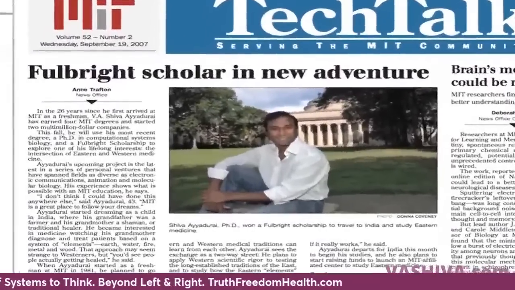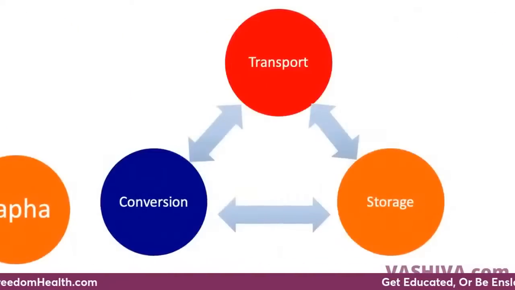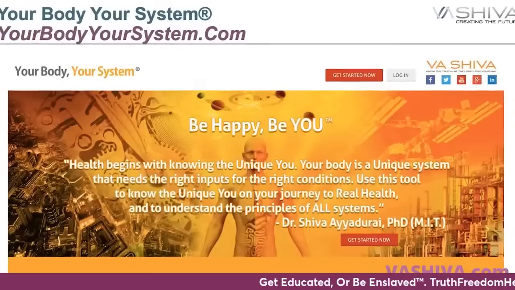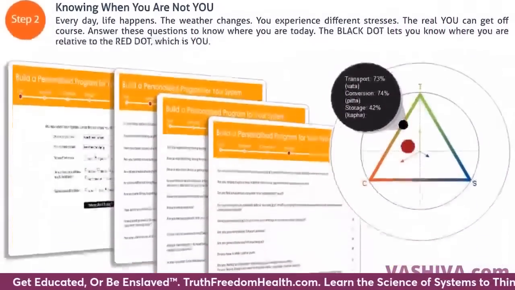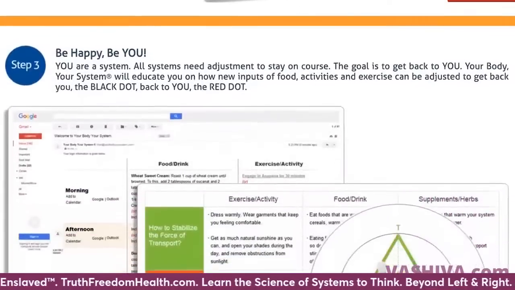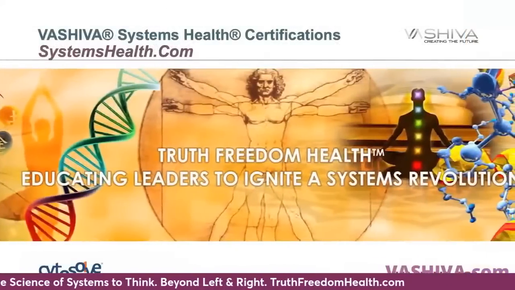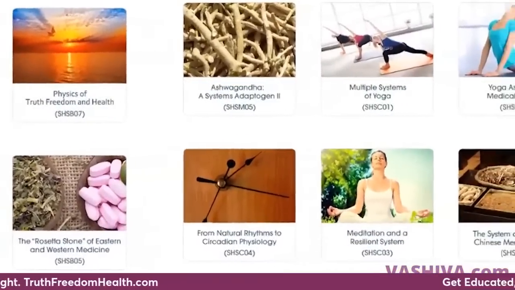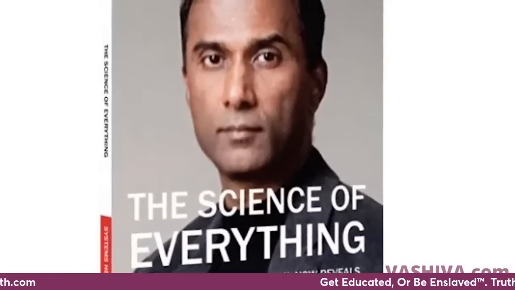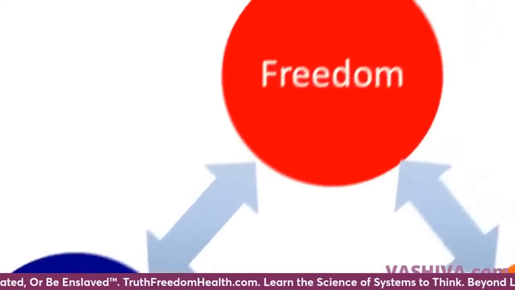These innovations led me back on a Fulbright to India, where I discovered the missing link between Eastern medicine and Western systems theory, honoring my grandmother, to develop Your Body, Your System, a powerful tool that will help you understand how your body is a system and how the inputs of food, supplements, and exercise bring your body back to its natural system state. And Systems Health, an integrative educational discipline that is now integrated into the VA Shiva platform that will enable you to learn the science of systems, the science of everything, be it your body as a system or our society and politics as a system, to reveal the foundational interrelationships between truth, freedom, health.